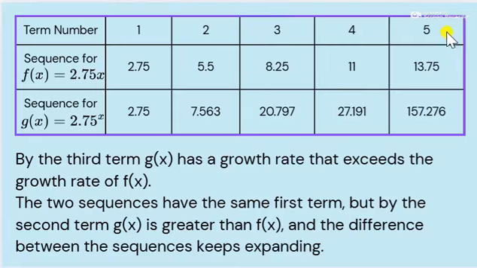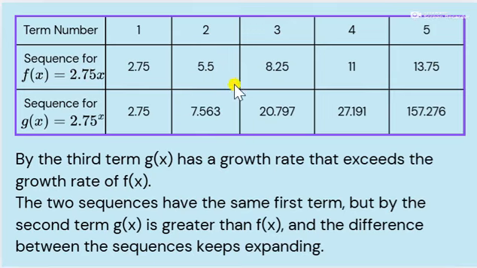Here's our table of information. What we know is that by the third term, right here, g of x has a growth rate that exceeds the growth rate of f of x. The growth rate here every time is steady for linear sequences.